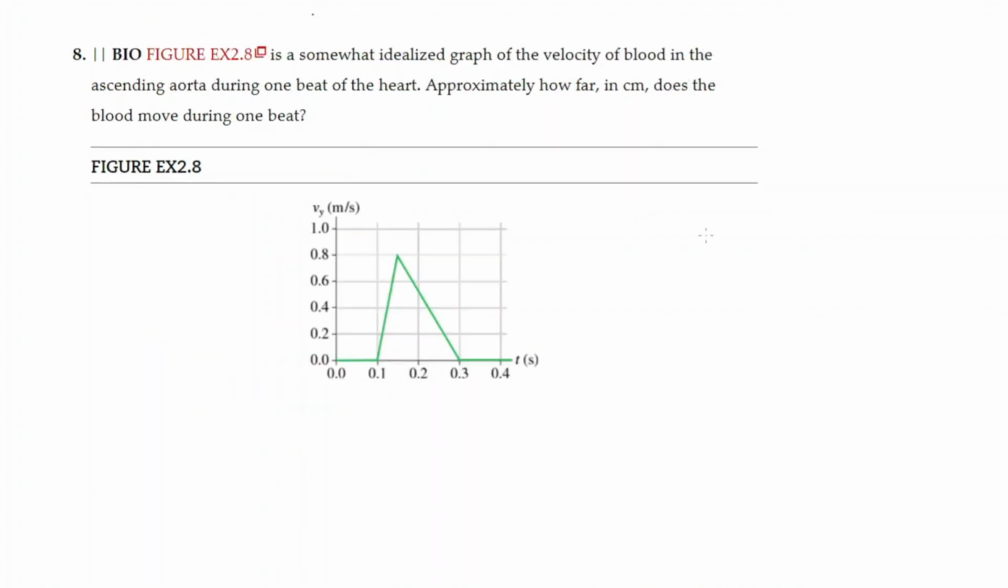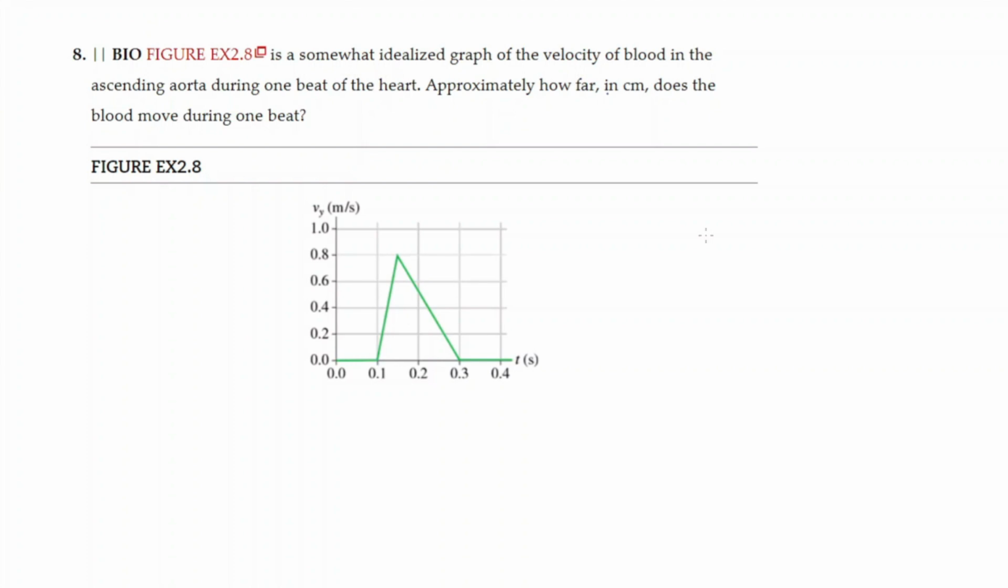All right, so let's take a look at number 8. Number 8 is this figure, a somewhat idealized graph of the velocity of blood in the ascending aorta, I don't even want to pronounce that, during one beat of the heart. Approximately how far in centimeters does the blood move during one beat?